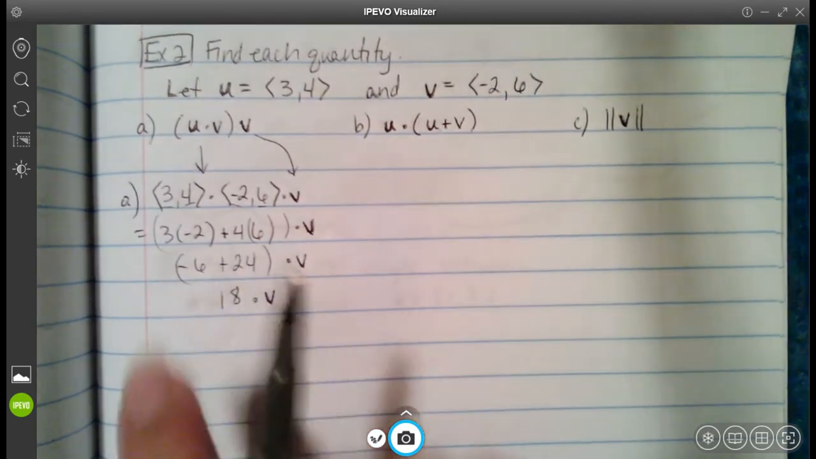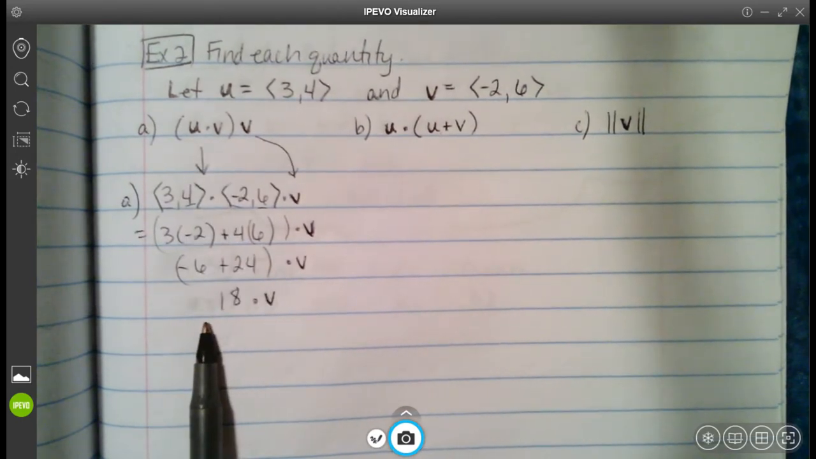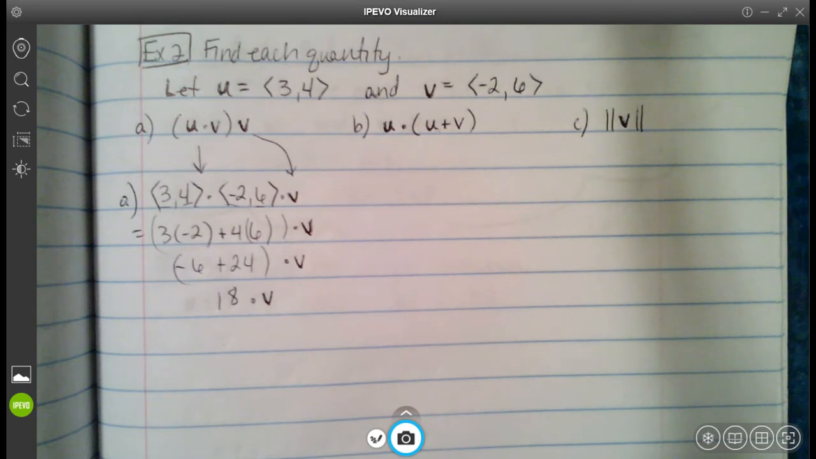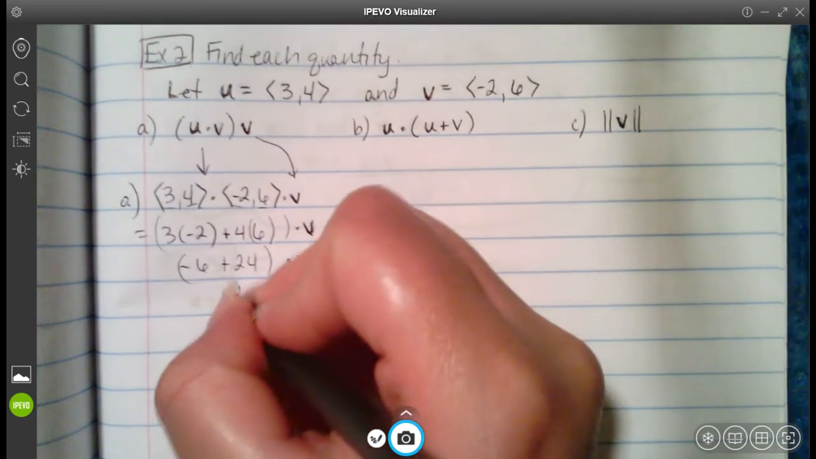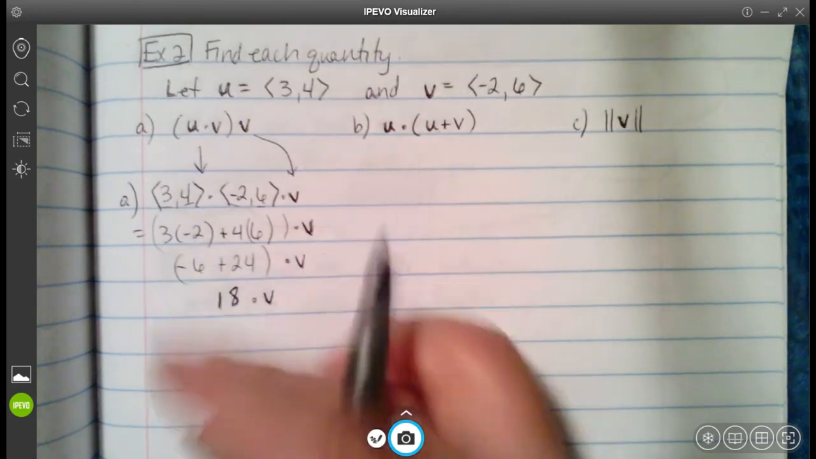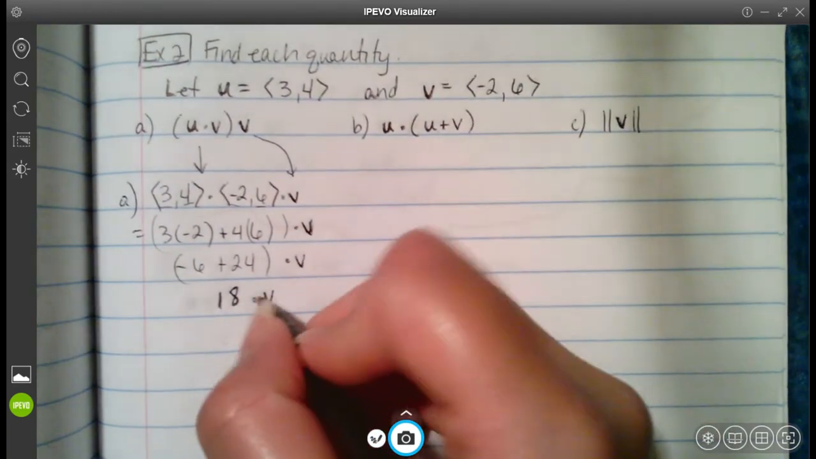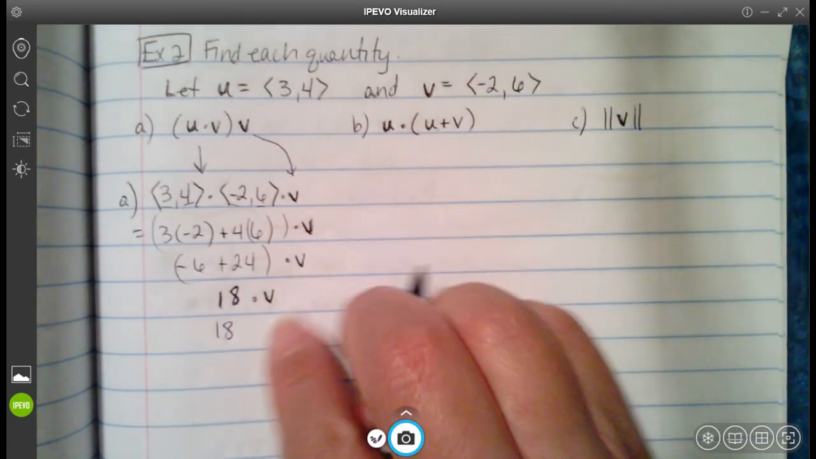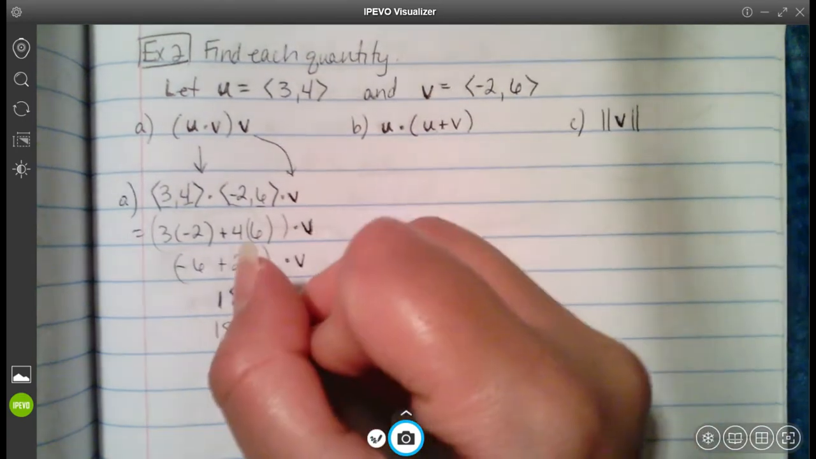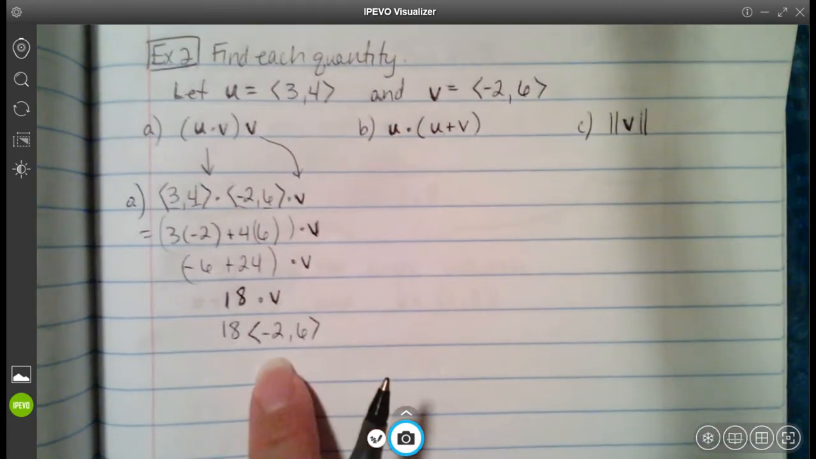You will notice at this point that this came out to just a number, a scalar. So we're going to multiply this scalar times my vector v, which basically changes the length of it if you were to graph it. So 18 times v is 18 times my vector v, negative 2, 6. And we just distribute at this point.